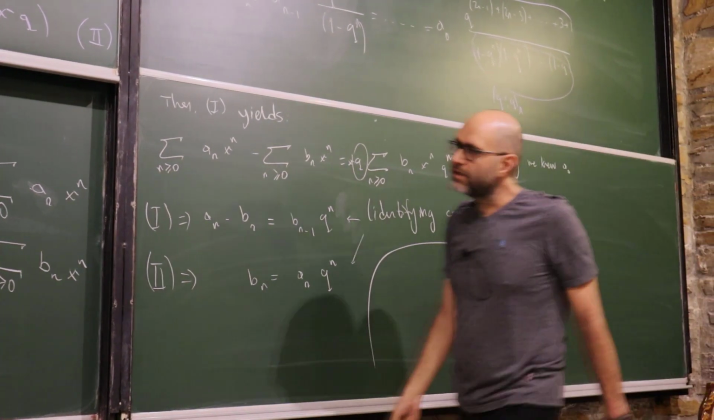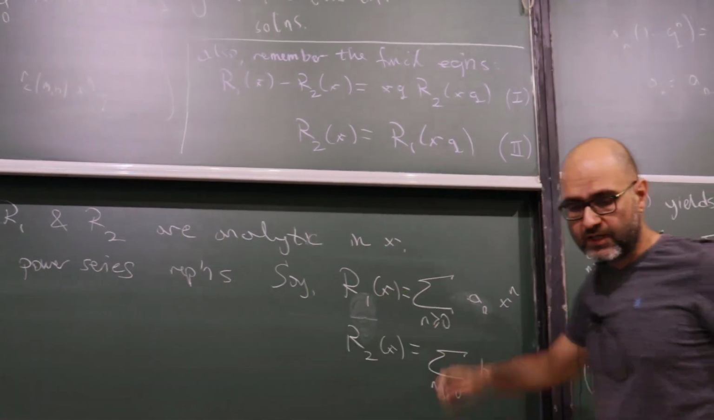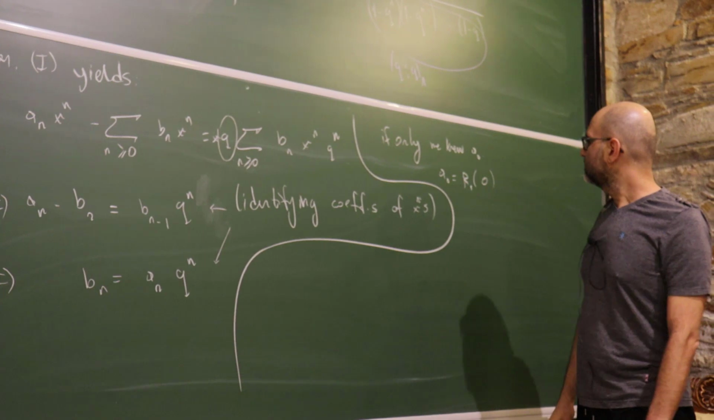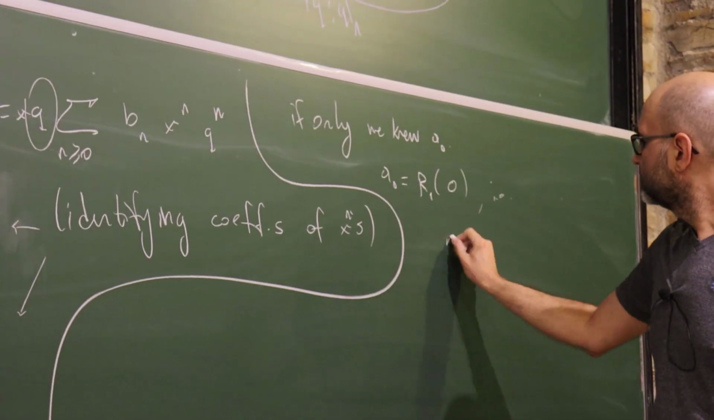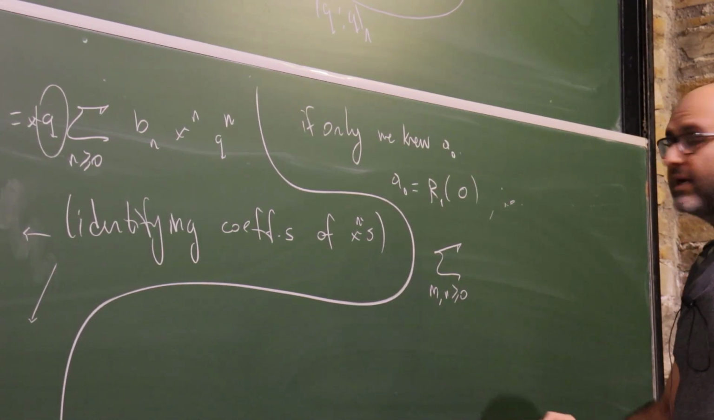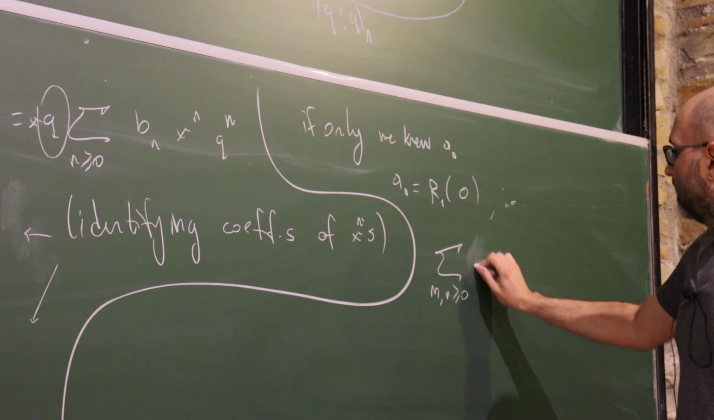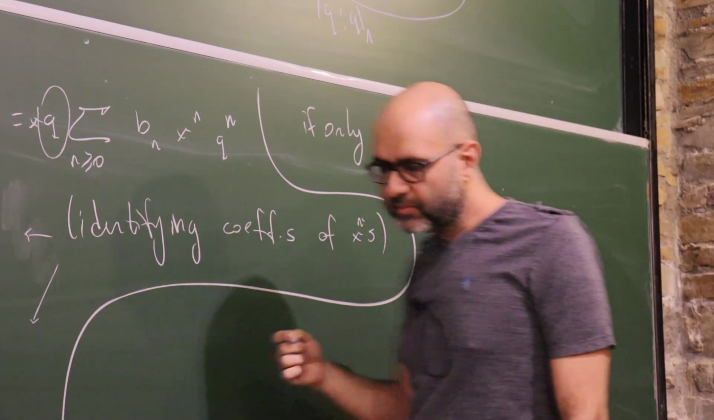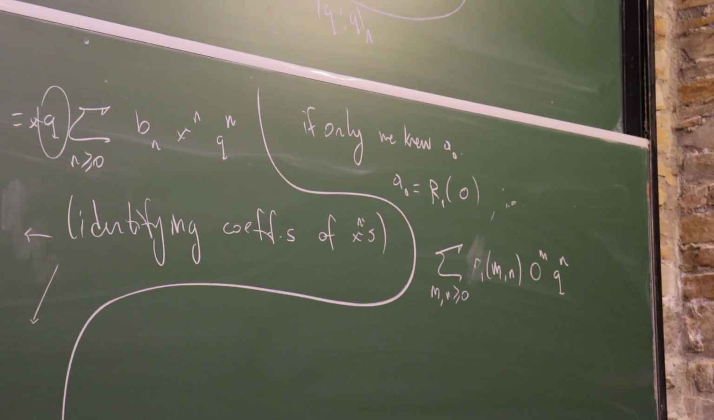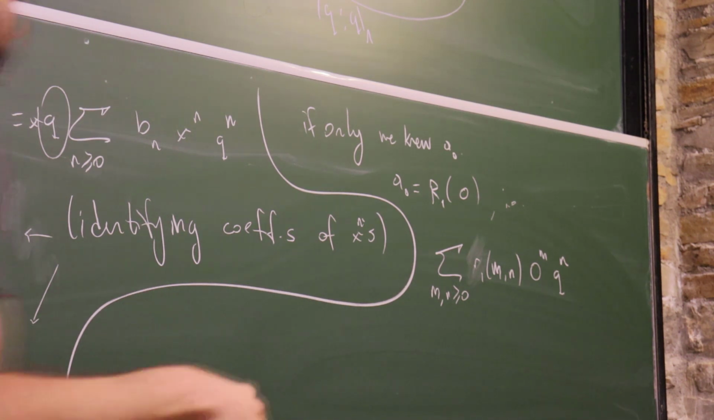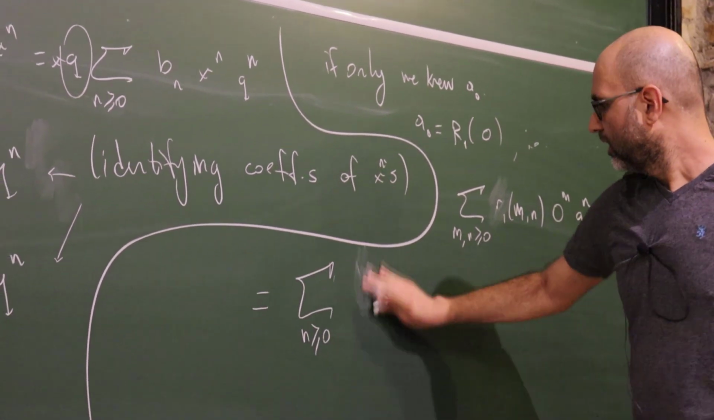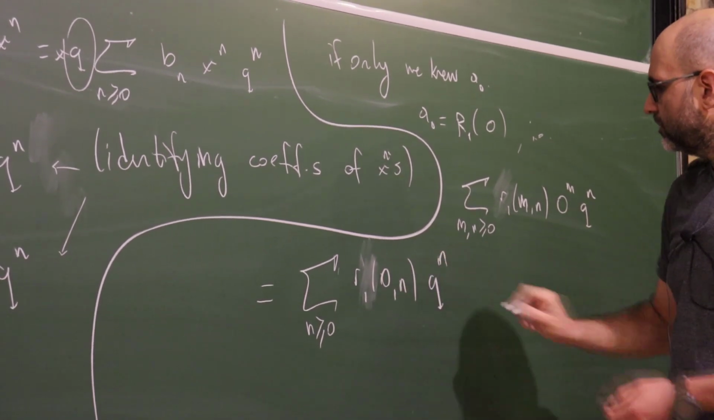But what's A sub 0? A sub 0 is the constant term of R1. R1 of 0, that is, the sum over m and n greater than or equal to 0 of R1 of m and n, 0 to m, q to n. All positive powers of zero disappear, and you can take out the constant term, I mean the term where m equals 0. This is going to be the sum over n greater than or equal to 0 of R1 of 0 and n, q to n.